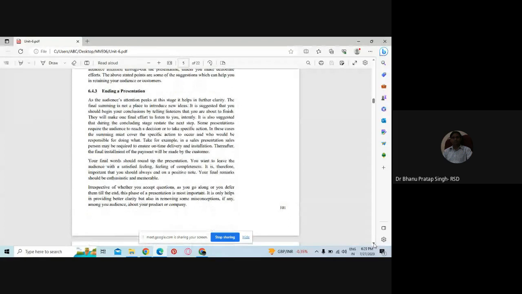One part is the third part or last part, ending a presentation. Ending a presentation should also be attractive and have clarity, and it may be in the form of summarizing. As the audience's attention peaks at this stage, it helps further clarity. The final summing up is not a place to introduce new ideas. It should just cover whatever has been described about the product.